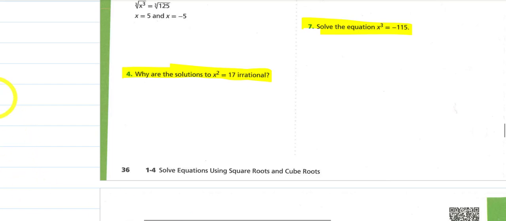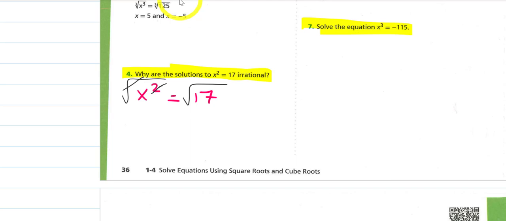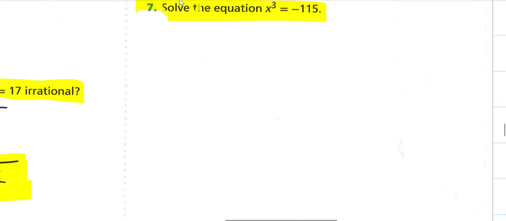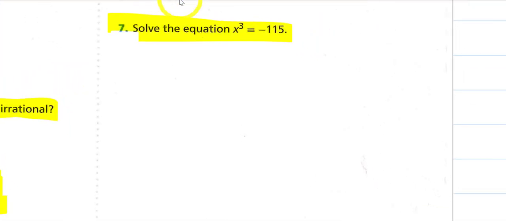All right, so for number 4, we're being asked, why are the solutions for x squared equals 17 irrational? Well, they would be irrational because we have x squared, which would equal 17. In order to find that, we would take the square root of each side. These cancel, and so x would be equal to the positive and negative square root of 17. We know that the square root of 17 is an irrational number, so both of the answers would be irrational numbers. Both positive and negative square root of 17 are irrational numbers. If you haven't tried number 7 yet, please pause it and do that first.